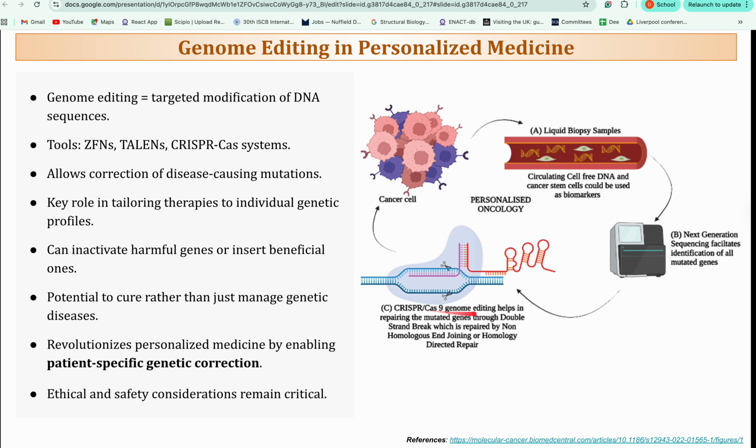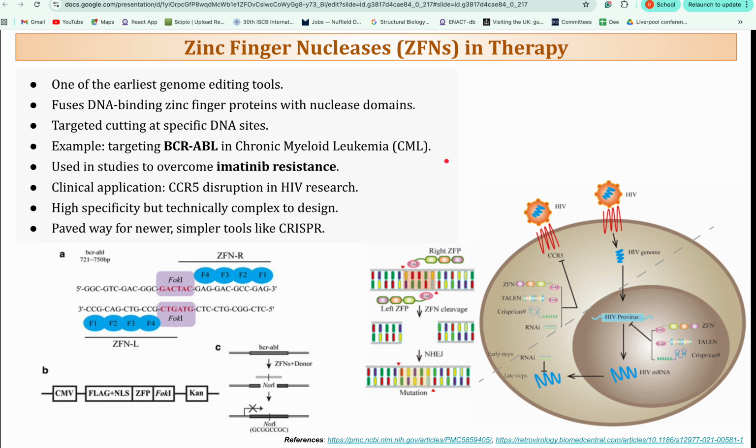And then we can use the CRISPR-Cas9 to study those mutations, and we can either break those genes and use the donor DNA to cure that mutation, or we can just convert that gene to a defective gene so that it does not express any longer. So this comes under personalized oncology, and this shows the potential of genetic or genome editing in this field of personalized medicine. Okay, so now we'll quickly go through all these techniques.